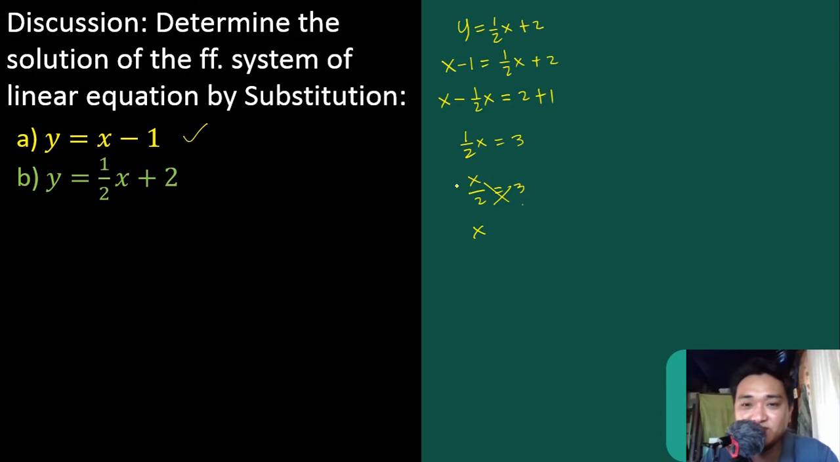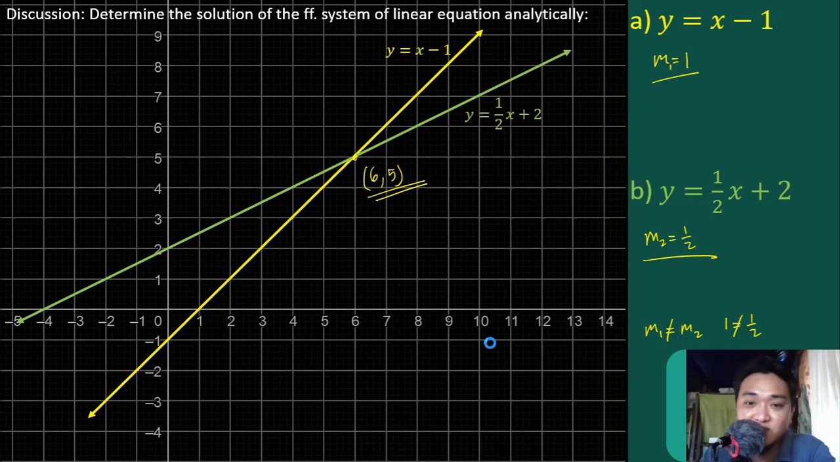Ayan po. So we have x is equivalent to 3 times 2, or x is equivalent to 3 times 2 is just 6. Now, hindi pa tapos kasi ang value pa lang natin yung value pa lang ni x. We still have to look for the value of y para makumpleto yung coordinate natin. Take note na yung coordinate natin from our graph, the value is 6, 5.